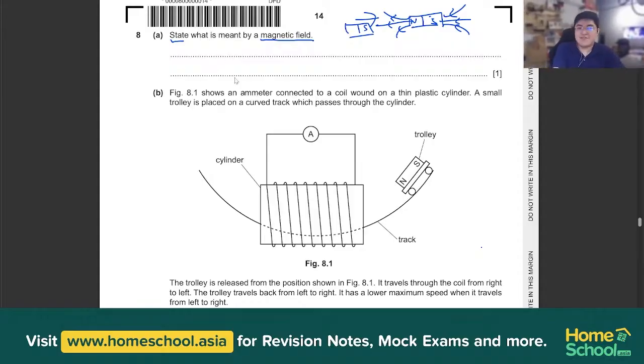So let's write down the actual definition of a magnetic field, right? A magnetic field is a region where a magnetic pole, it doesn't matter north or south, experiences a force. And writing that gives you 1 mark.